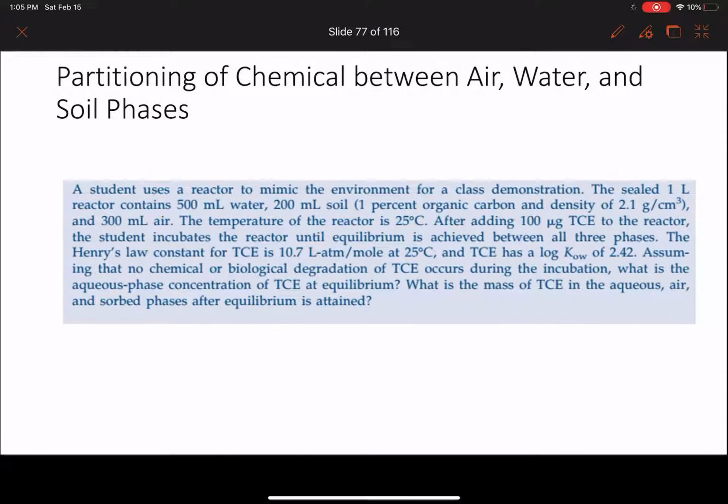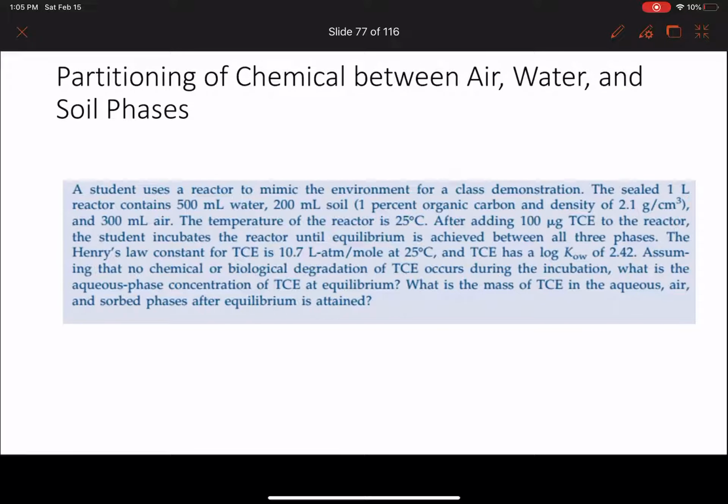Look at this problem itself, because this is a very important problem, and this comes in my exams in every semester. So let's understand this problem. This is when you add up all the partition coefficients that we studied into one.